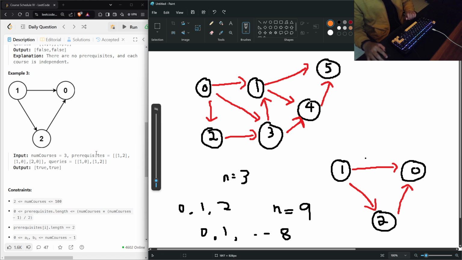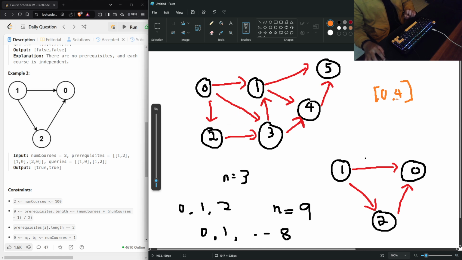So what I mean by that is, in the case of the queries list that they have provided, if they provided us with a query such as 0, 4, meaning they want us to see if the nodes 0 and 4 are connected with each other, and we directly look at the prerequisite list right now, the prerequisite list will only provide us with the direct connections that we have.